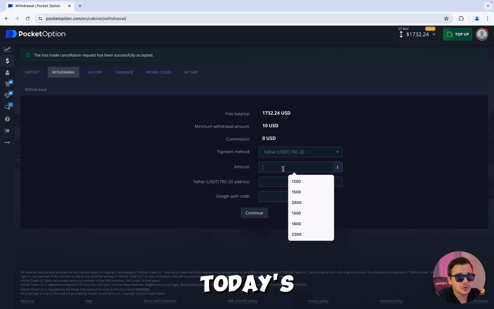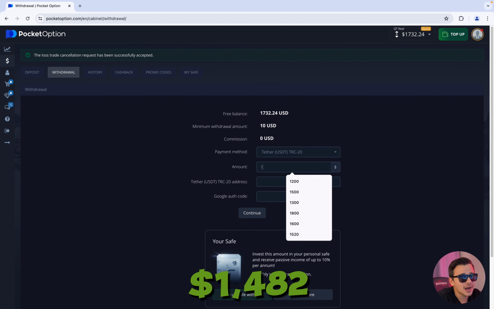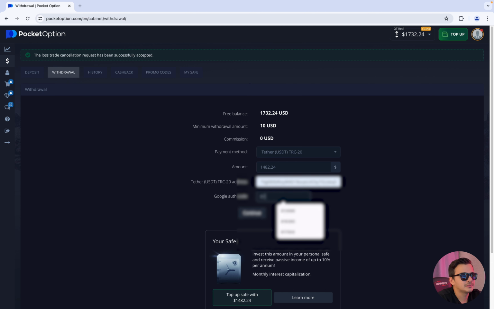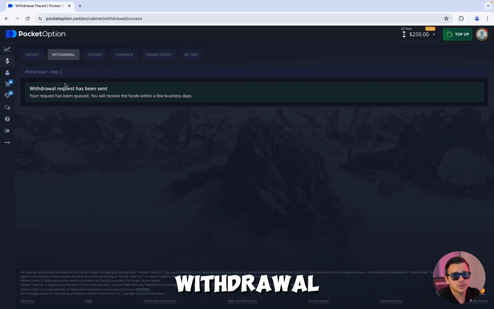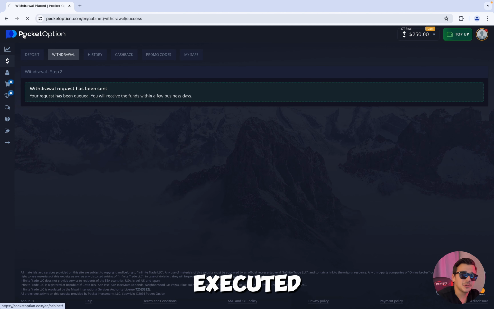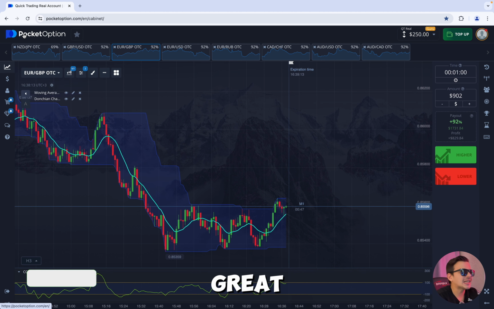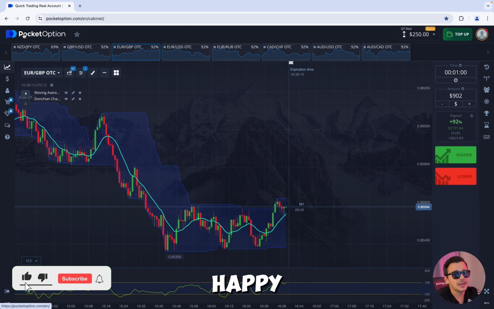The sum of today's profit will make $1,482. The withdrawal operation is executed. This is the trade result for today. Great result, guys. I'm madly happy.